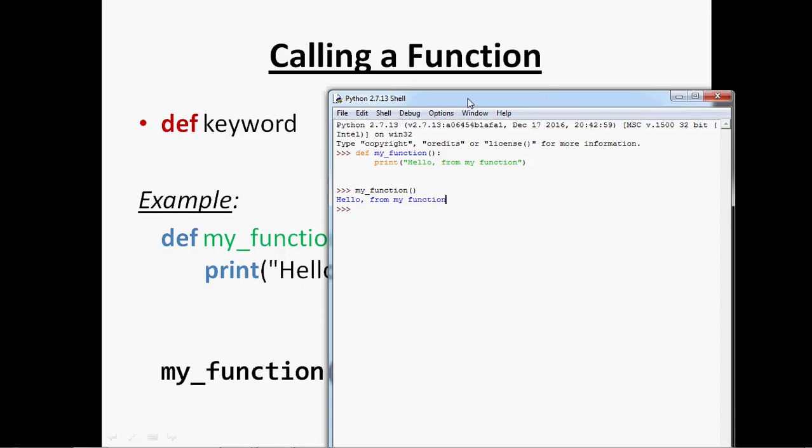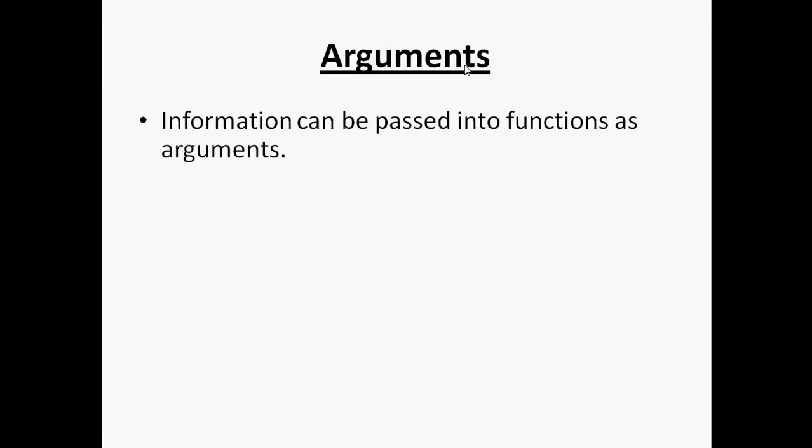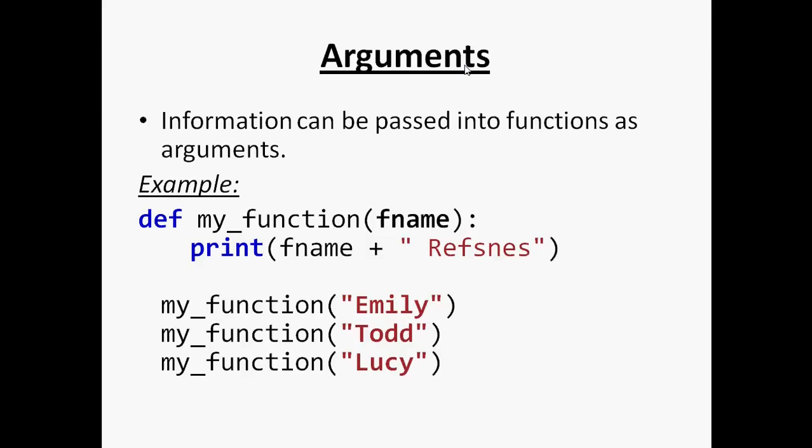Functions can also have arguments. An argument is the information which can be passed into a function, or you can say the information can be passed into functions as arguments or function arguments. For example, here I have taken a function with the similar name my function, and within braces I have written fname. This fname is the function argument which you will pass on calling the function. Here I have taken the print statement within this function.